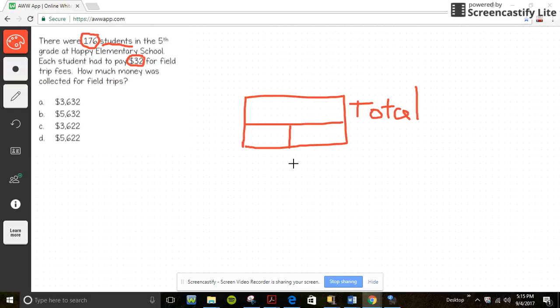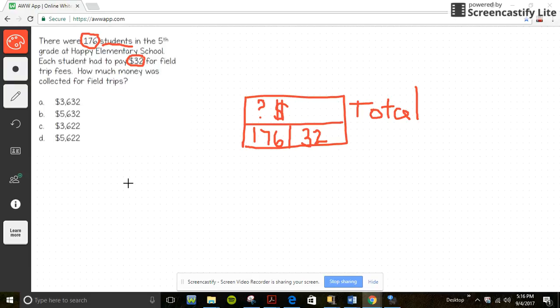So let's go back and see what the question's actually asking. How much money was collected for field trips? We don't have the total amount of money. So that's really what they're asking us. So we don't know the total. But we do know the parts that will help us get the total. Some of the parts are the 176, and then we know the part of $32. So when we see this, we can think of this as part, whole.